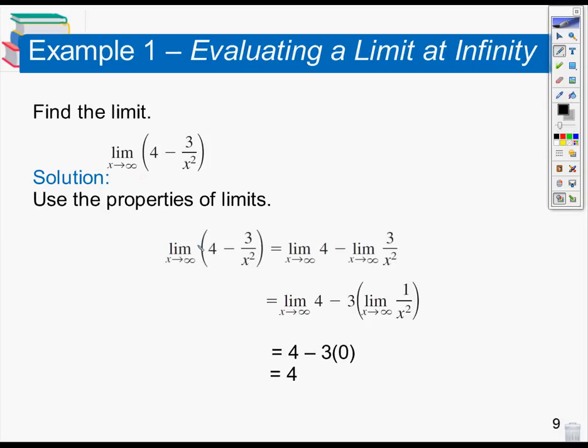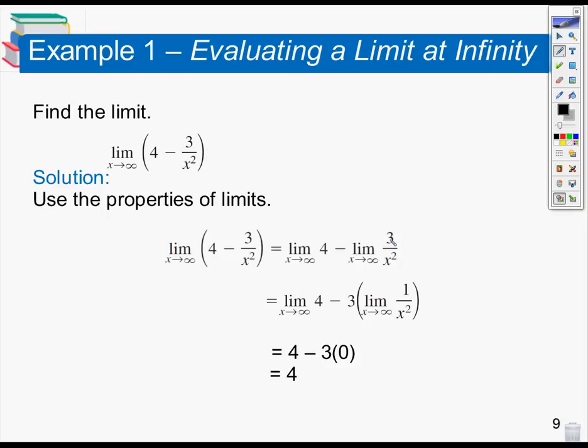Well, let's see. I know for a fact from what we did before that if I have the limit of two things that are being added or subtracted, I can split those up. So I'm going to do that first, and I'm going to say this is the limit as x approaches infinity of 4 minus the limit as x approaches infinity of 3 over x squared. Now I also have another property that tells me if I have two things that are multiplying, I can split them up.